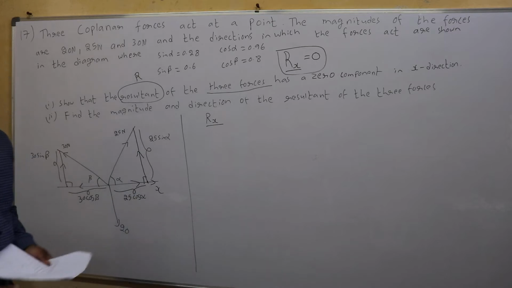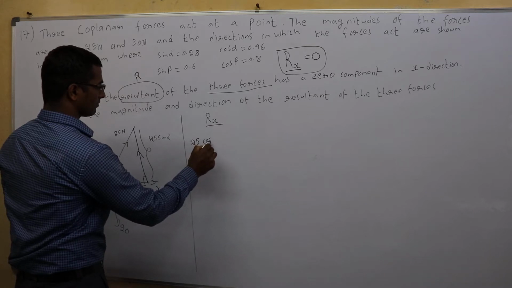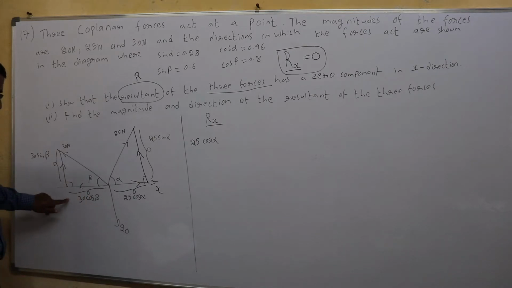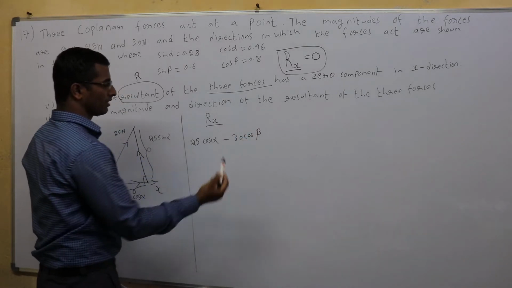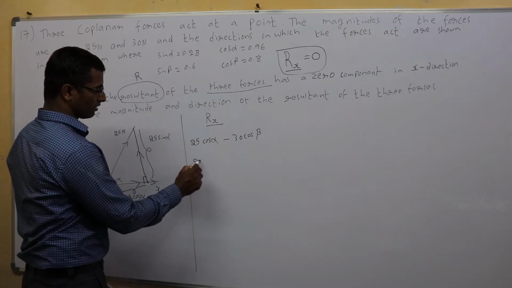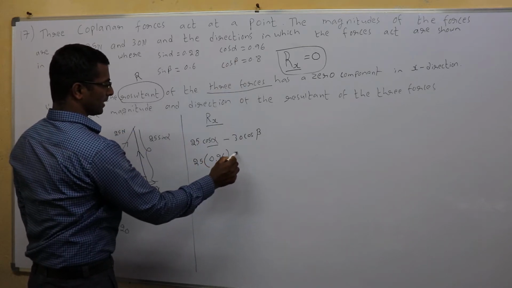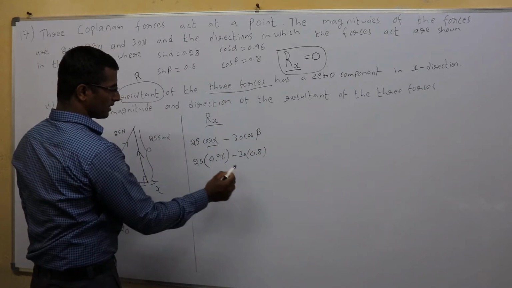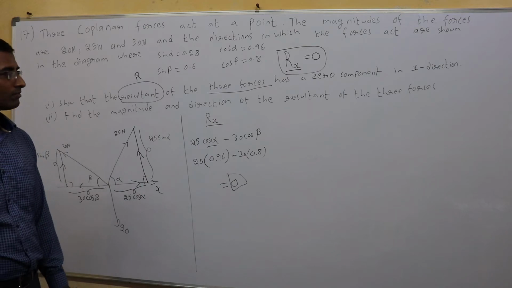Now, what is acting in the positive x-axis? 25 cos alpha. Anything else? No. What is acting in the negative x-axis? 30 cos beta, so minus 30 cos beta. No other force is acting horizontally. Let us calculate. So it is 25 into cos alpha, which is 0.96, minus 30 into cos beta, which is 0.8. So if you put this in the calculator, you are getting 0. That is what you needed to show.